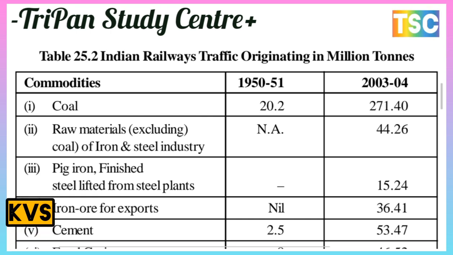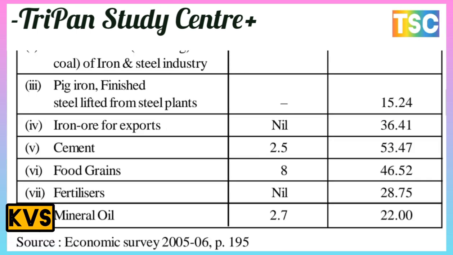Iron ore for export was nil in 1950-51, but in 2003-04 it is 36.41 million tons. Cement in 1950-51 was only 2.5 million tons, but in 2003-04 it is 53.47 million tons. Food grains in 1950-51 were only 8 million tons, but increased in 2003-04 to 46.53 million tons. And fertilizer in 1950-51 was nil, but in 2003-04 it is 28.75 million tons.